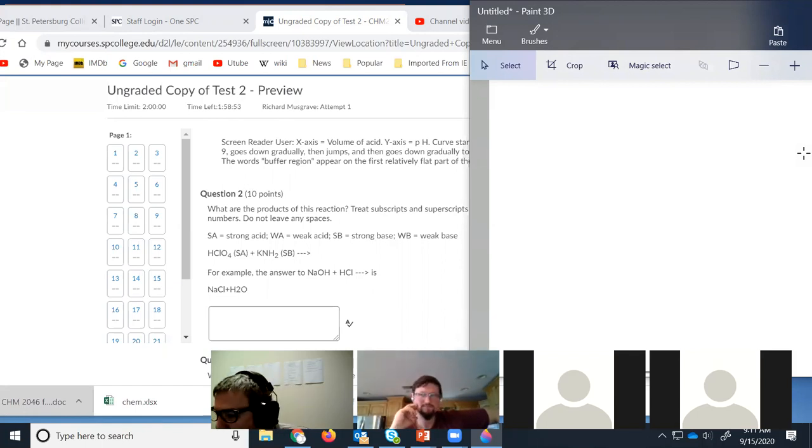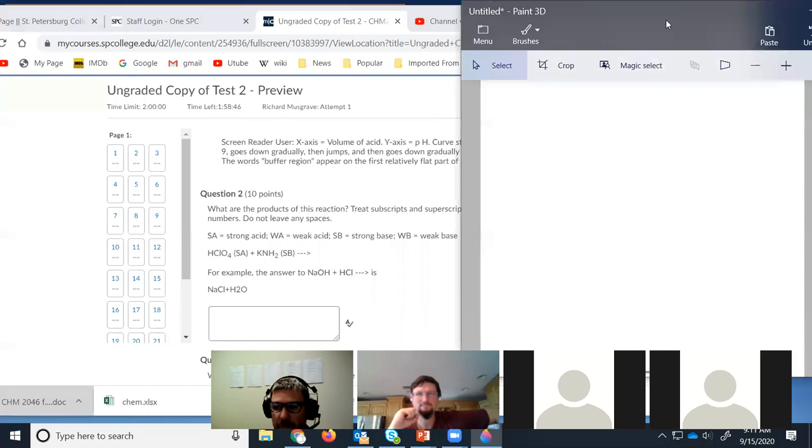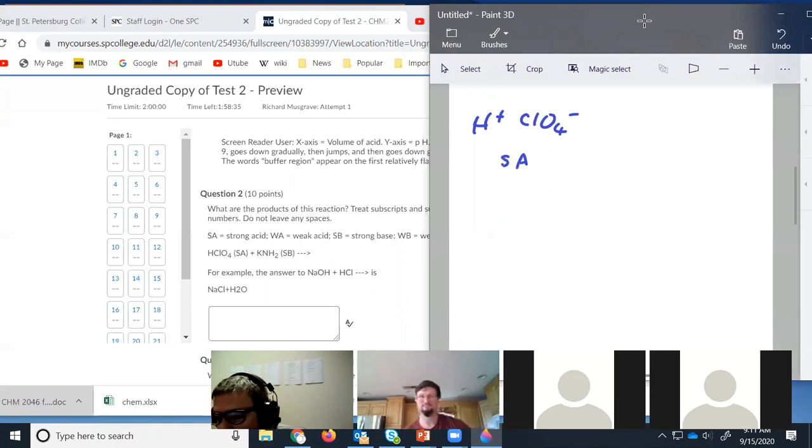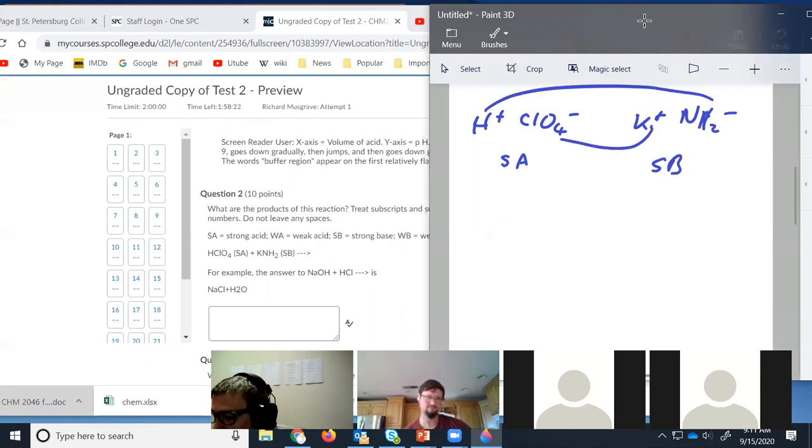All right. So we've got HClO4, which is going to be H plus and ClO4 minus because it's a strong acid. And the other one, KNH2, is going to be K plus and NH2 minus. That's going to be our strong base. The K plus combines with the ClO4 minus, and the H plus combines with the NH2 minus. We're going to have NH3 plus KClO4.